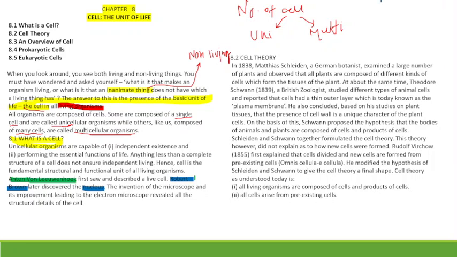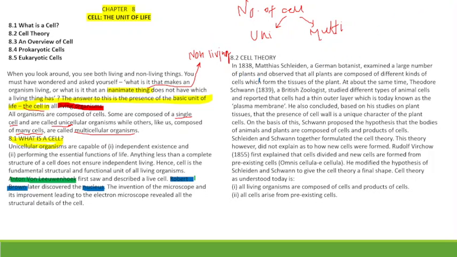But in the earlier period, when the microscopes were not discovered, at that time very basic structure of a cell was known. And after the discovery of different types of microscopes, like the electron microscope, all the structural details of the cell were revealed. Now let's move to the cell theory.